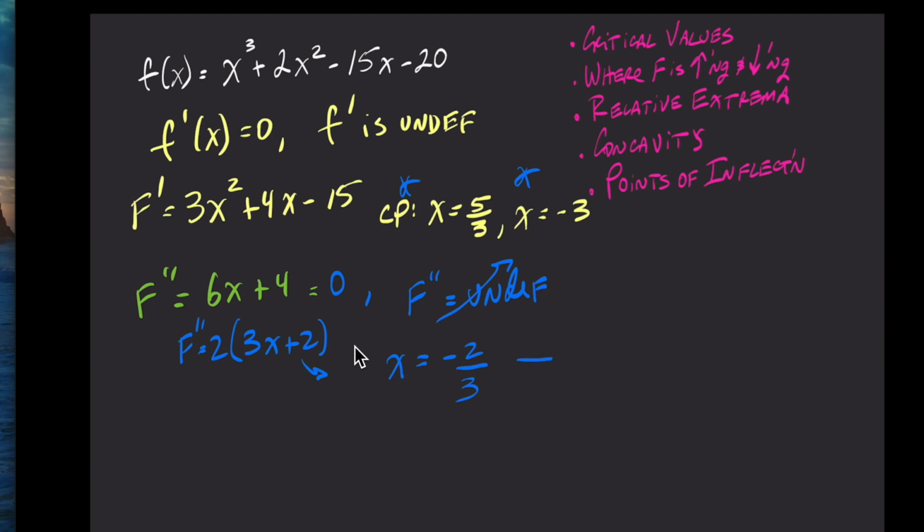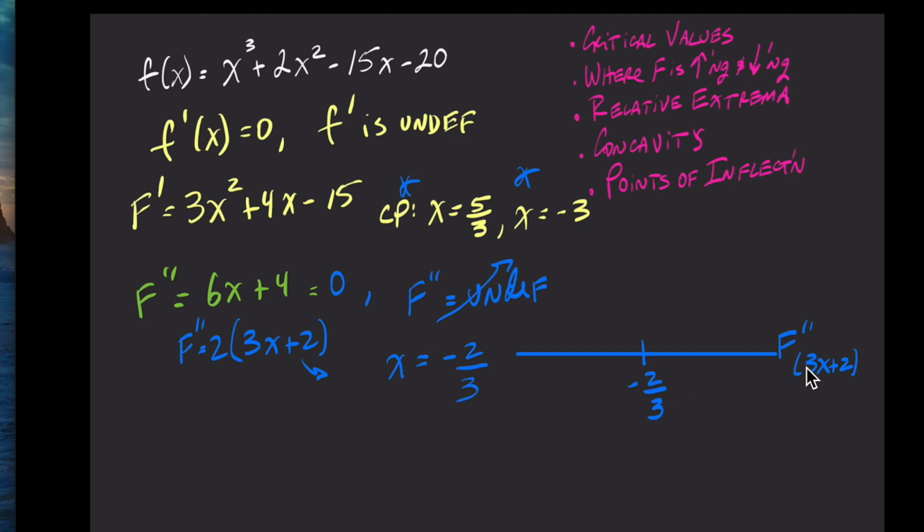Now we're going to go ahead and do a sign test of the second derivative. So the second derivative is listed here. Folks, because that 2 is positive, we could leave it out of the discussion. That positive is not going to change anything here. So we're just going to look at 3x plus 2. So if we have negative 2/3 here, in this first interval, let's use negative 10.